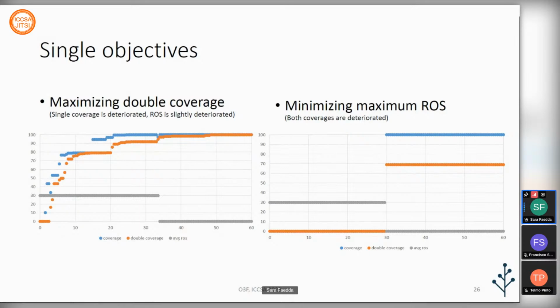Here what I'm comparing is, if I forget that the first objective is the single coverage, and I maximize the double coverage. So this orange now is the first objective function. We have to see the previous one too. But it was just not interesting, because the first objective should be to maximize the coverage. It doesn't make sense to maximize the double coverage and then the single one.